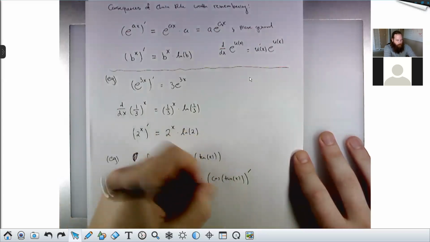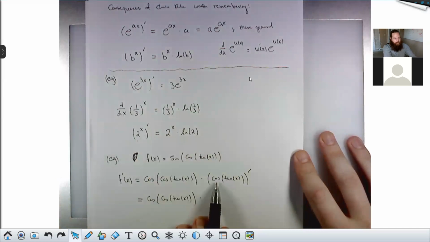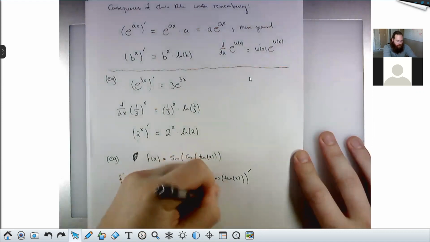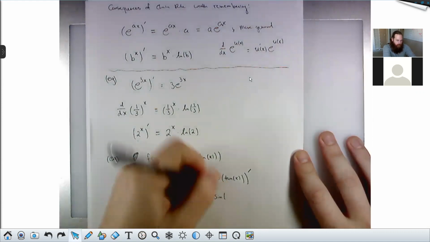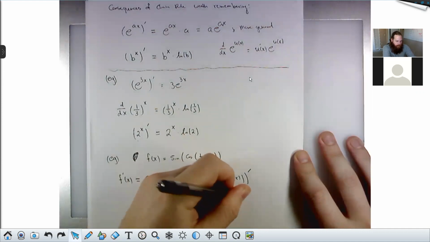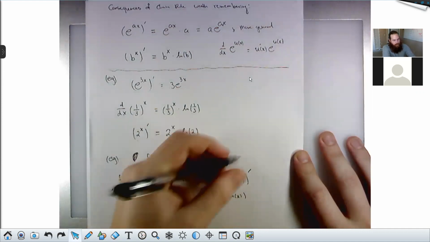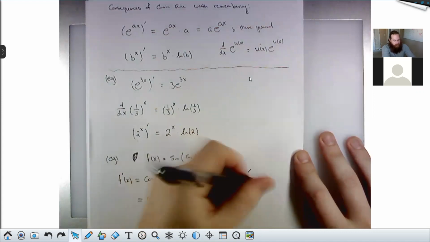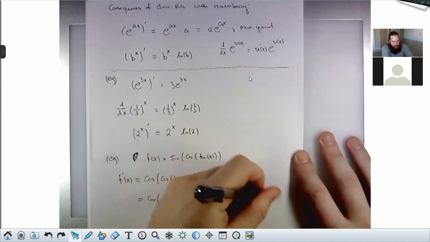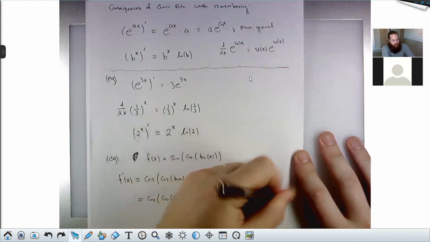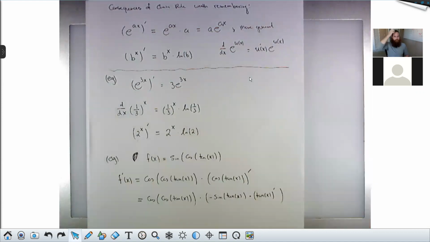But now here, I've got more chain rule stuff to do. So that's going to tell me to differentiate the outer function here and leave the inner function alone, then multiply by the derivative of the inner function. The derivative of cosine is negative sine. So I'll have negative sine of the tan of x. And then I need to multiply this by the derivative of tangent. So it looks like that. And then finally, the derivative of tangent is secant squared.